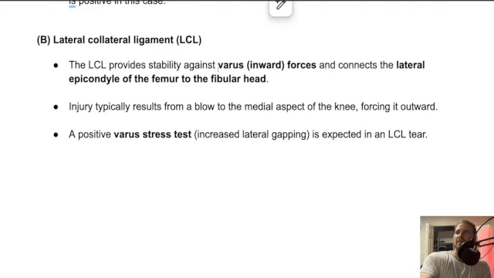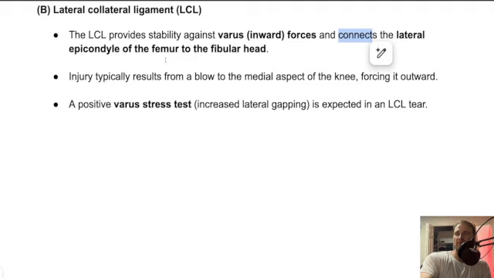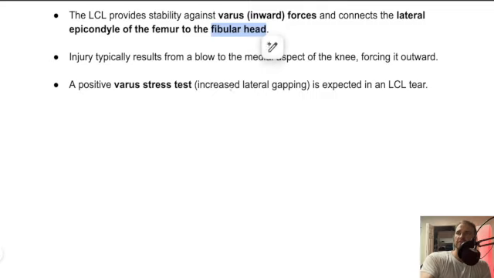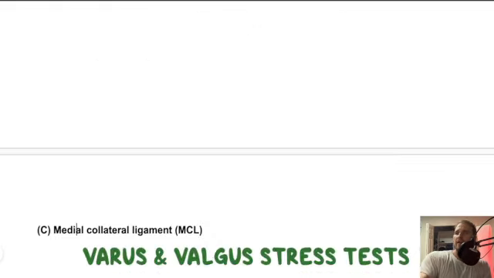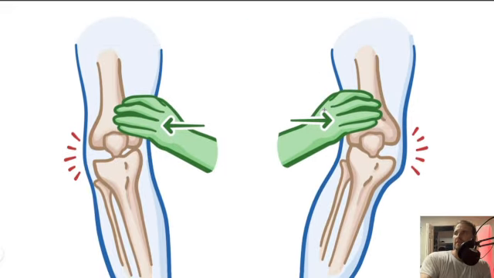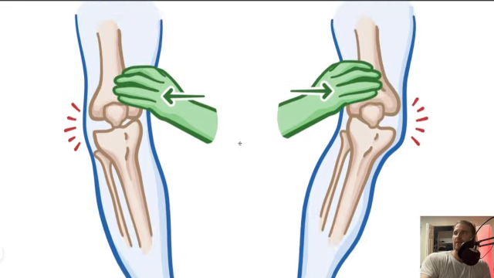The lateral side protects against the varus or inward forces, and it connects the lateral epicondyle of the femur to the fibular head. So the fibula is on the outside. That's important to know. On a varus stress test, increased lateral gapping is expected in an LCL tear. Okay, and here's a good little illustration of our varus versus our valgus forces. So here we have our varus and then our valgus. Kind of take a look at what that might look like here.